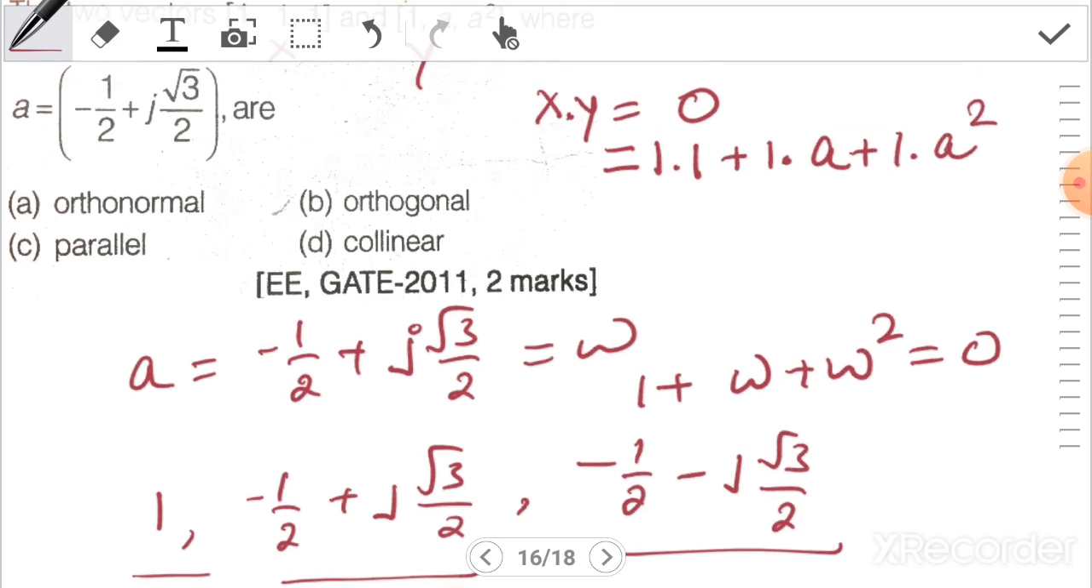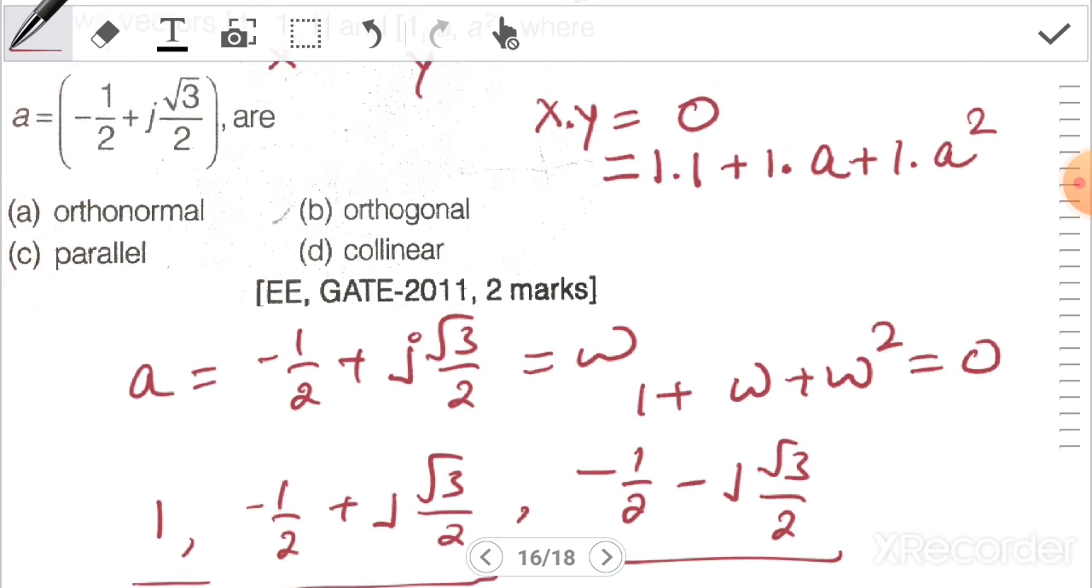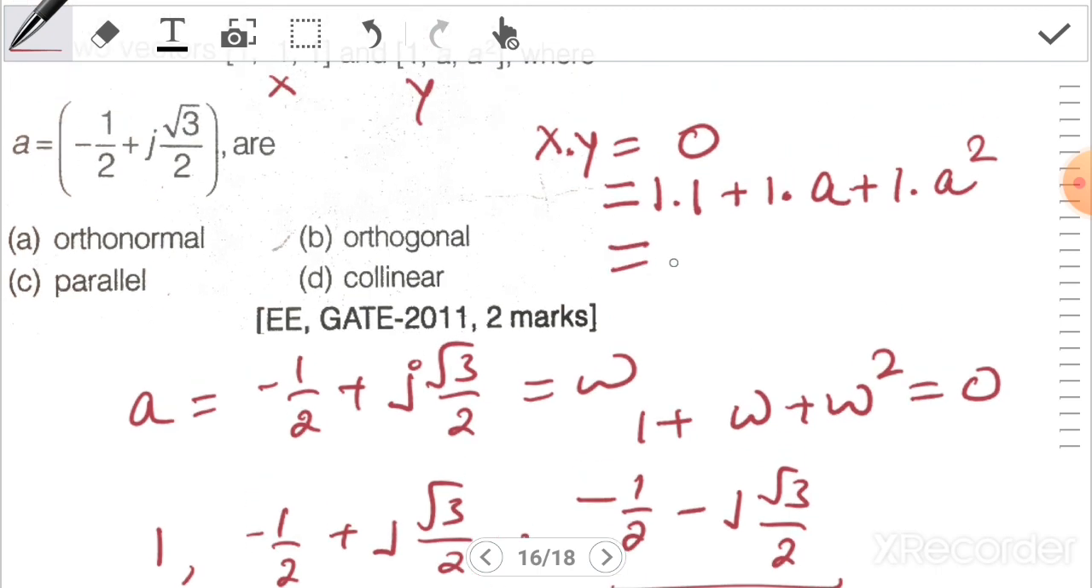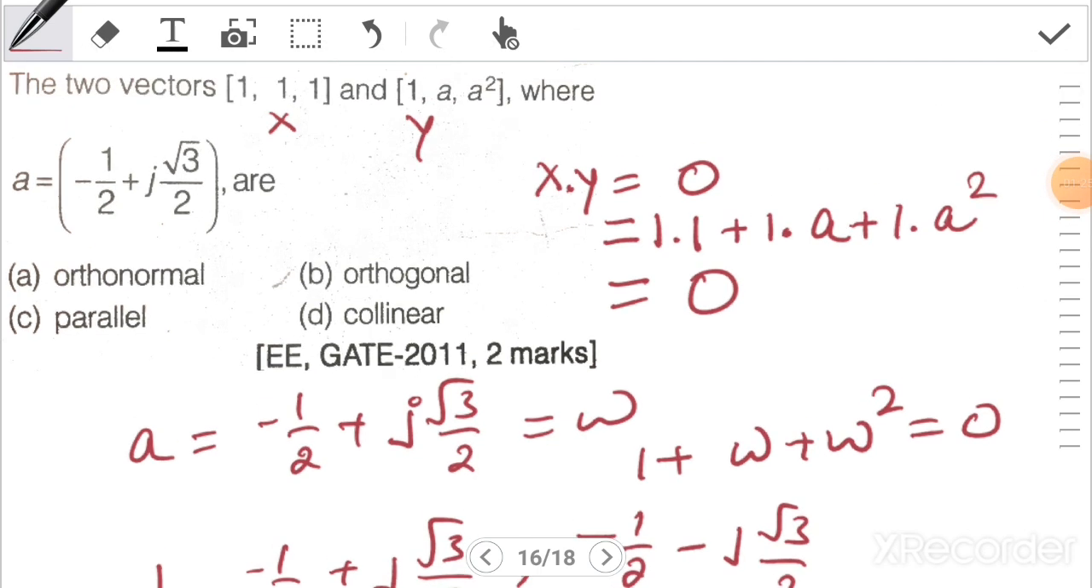So according to the property of cube root of 1, the sum of its roots is 0. So this is 0. So we have answer orthogonal. So the two vectors are orthogonal.